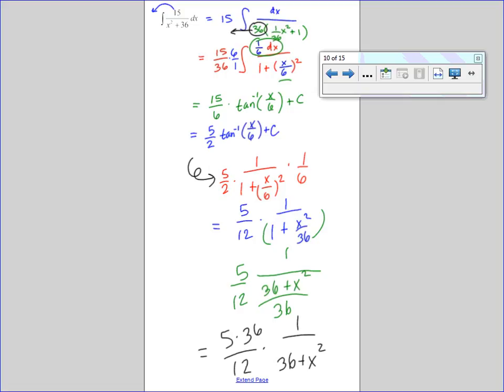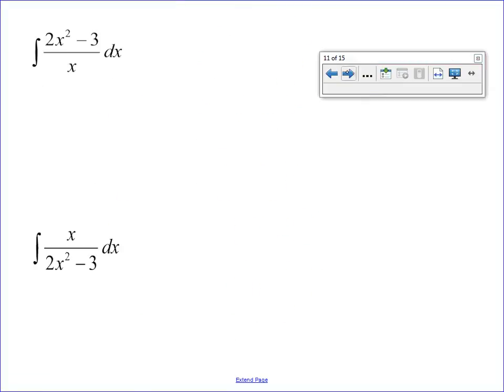Right here. I'm glad I cloned that page.